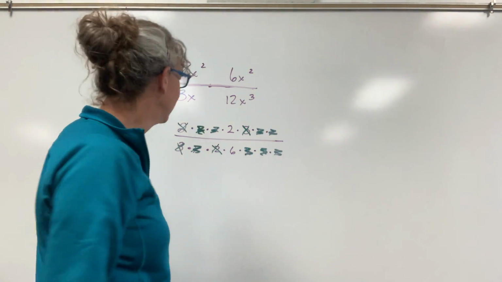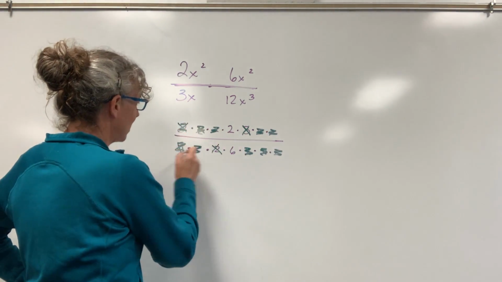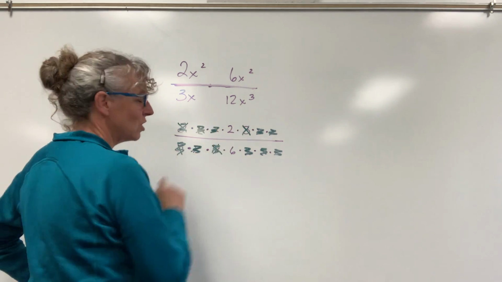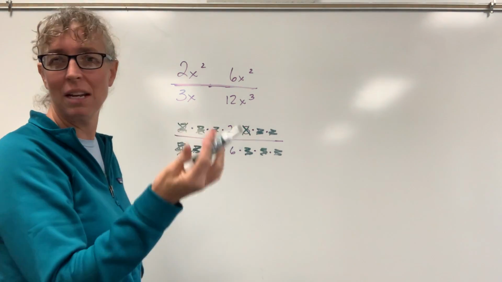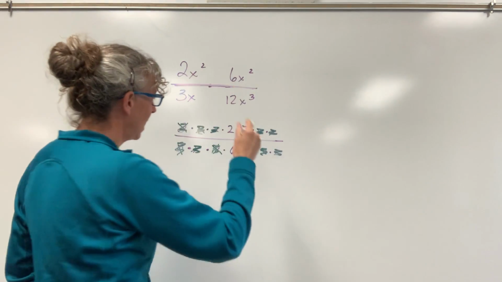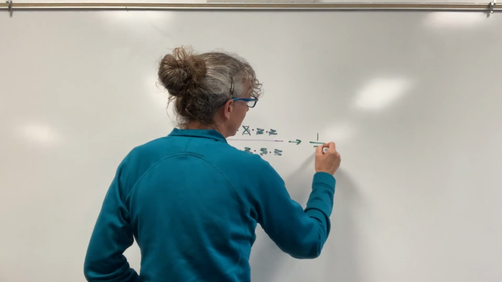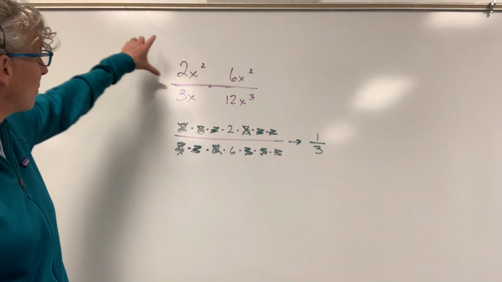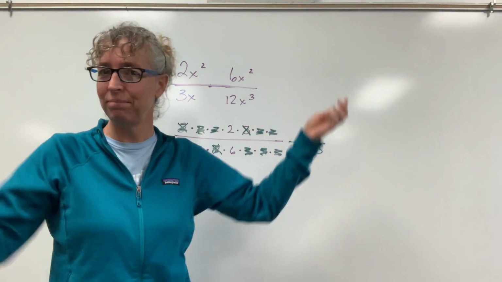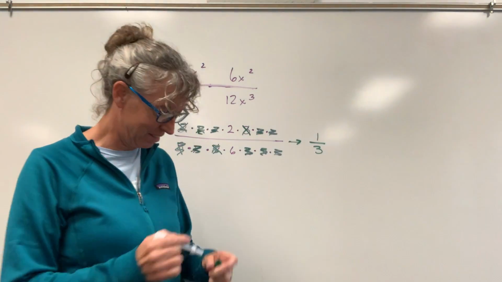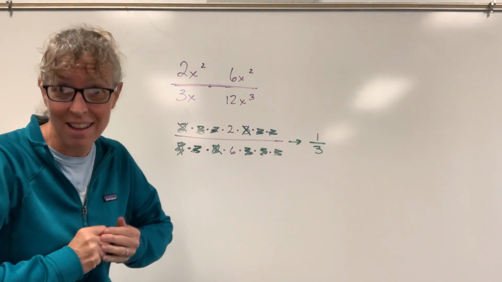Isn't this exciting? Everything went away. All I have left is a 2 over 6. Yay, but can I reduce a 2 over 6? Sure, I can reduce a 2 over 6 to a 1/3, and I am done. I went from this craziness to 1/3. Isn't that awesome? Love it. So that's what we're doing today.